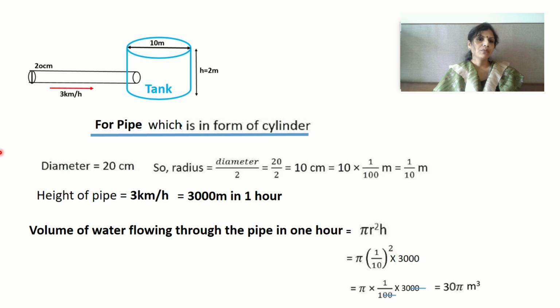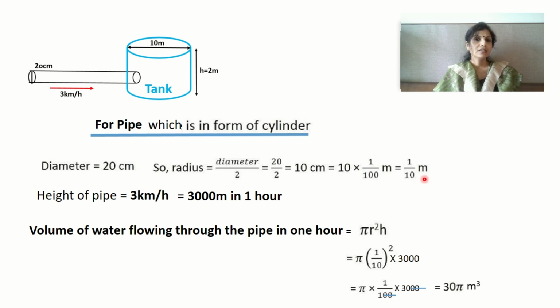Now for the pipe, if you can make out, the pipe is in cylindrical shape. So if we find out the volume of the water in the pipe and the volume of the cylindrical tank, and if we divide both the volumes, we may find out the time taken to fill up the tank. So let's go one by one, step by step. For the pipe, which is in the shape of a cylinder, diameter is given to us as 20 centimeter. So its radius will be 10 centimeter. Since all the units are in meters, we will convert the radius into meters. So 10 into 1 upon 100 meter, that is 1 upon 10 meters.